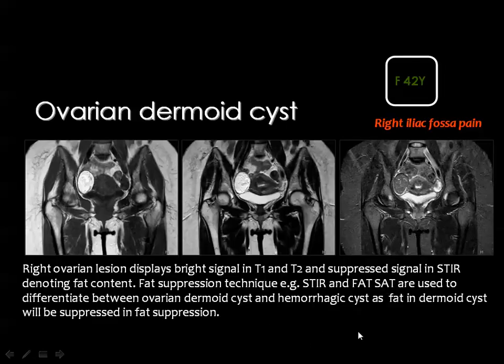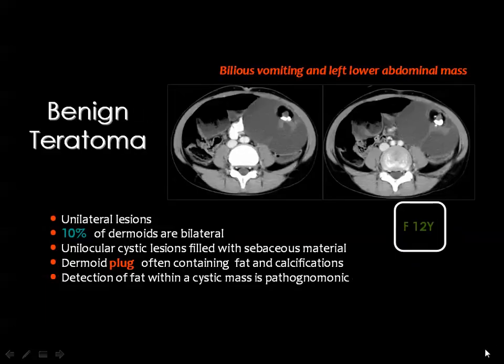By MRI, the dermoid cyst will appear bright in the T1 weighted image, less bright in the T2 weighted image. If you cannot appreciate the decrease of brightness in the T2 weighted images, then you go to the fat suppression. And this is the fat suppressed image, and you can see that the whole lesion is suppressed, meaning that it is containing fat. Then by CT, you can see this is what's known as the dermoid plug, which is the solid component of the lesion.